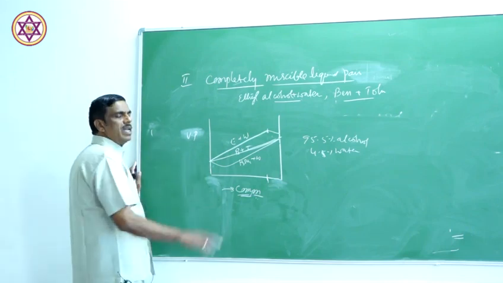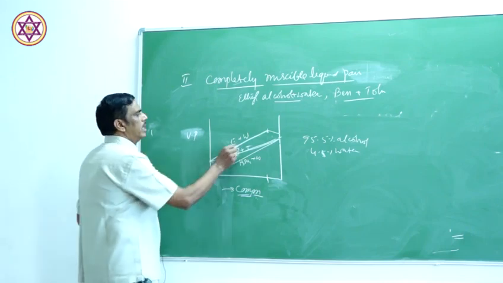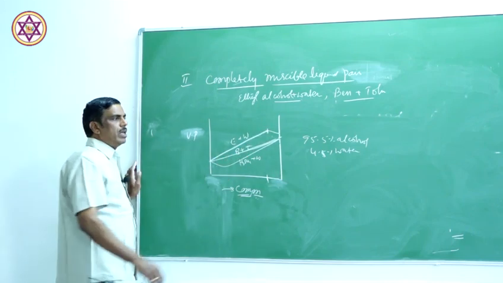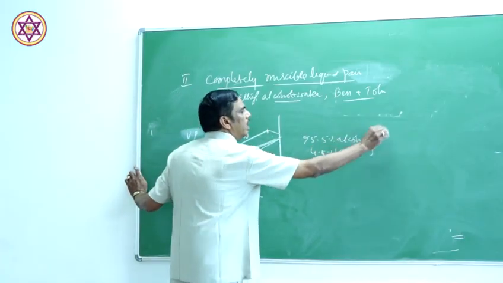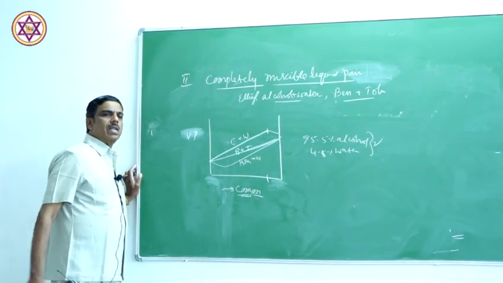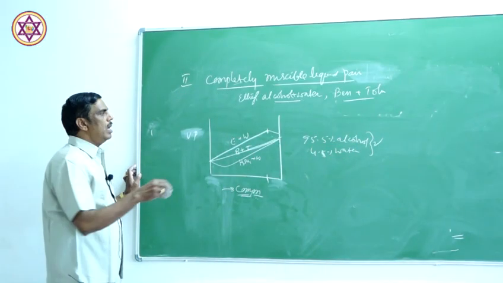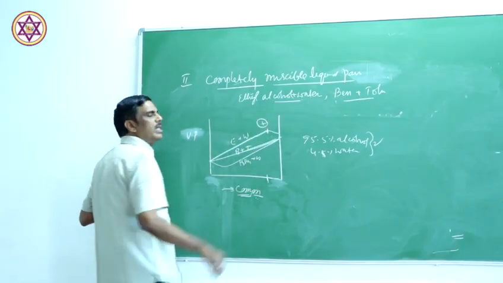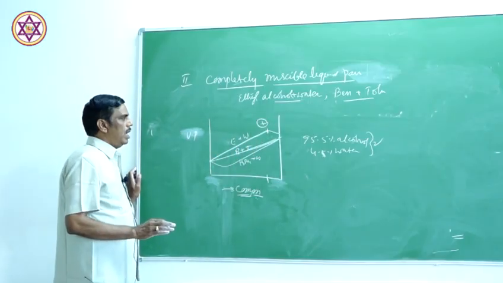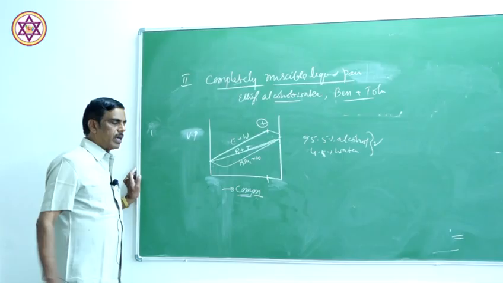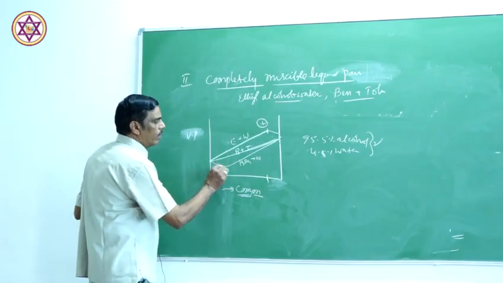Whereas in the case of ethyl alcohol and water, there is deviation at a particular composition. I have mentioned the composition here. At this composition, there is deviation. The deviation is above normal. That's why it is called positive deviation from Raoult's law. Similarly, if you take sulfuric acid and water, there is negative deviation from Raoult's law.